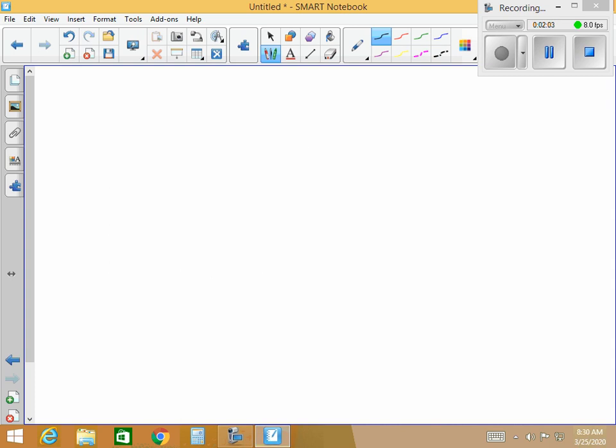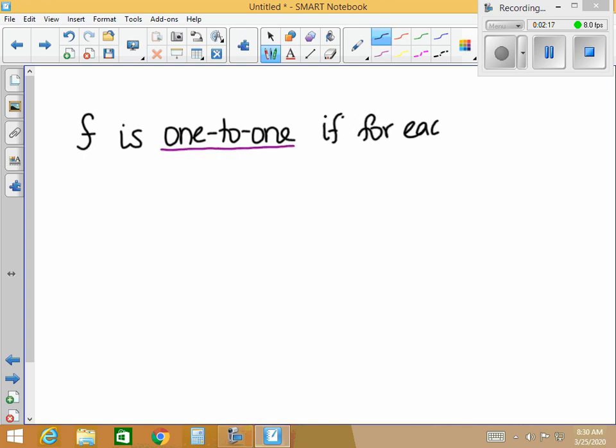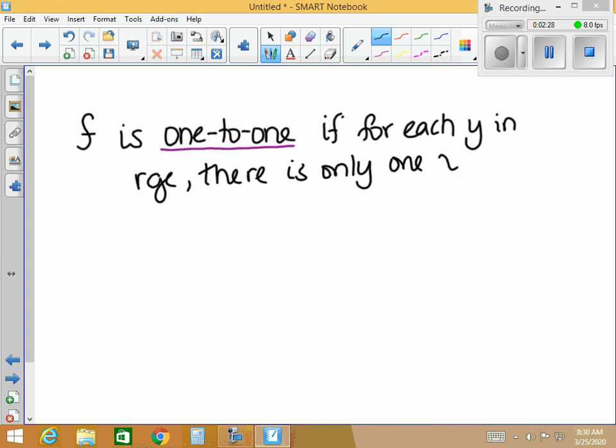So we need to make a definition. f is what we call a one-to-one function. f is one-to-one if for each y in the range there is only one x that gets you there. For each y in the range, there's only one x that takes you there. Okay, and this is my definition.